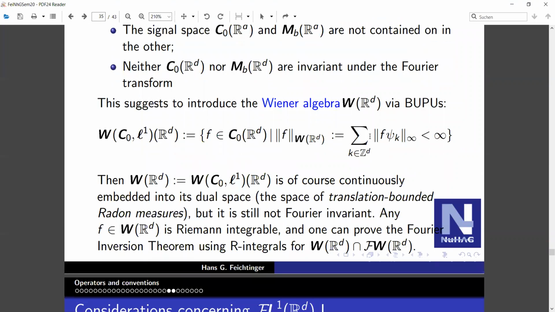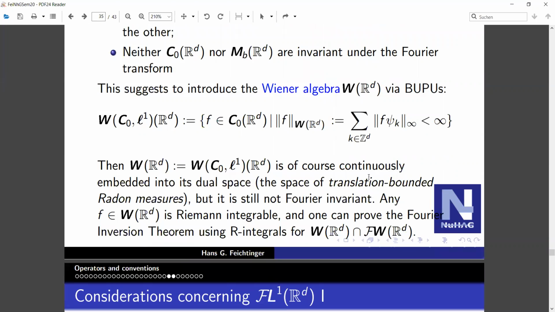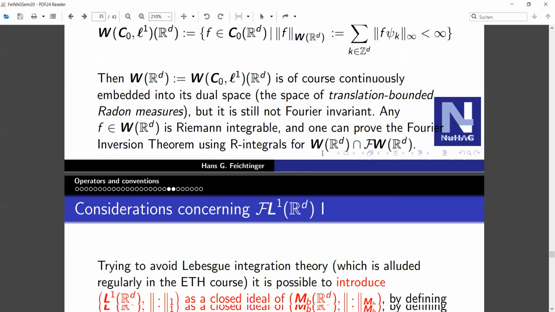But that again is not Fourier invariant. Then you can say I'm taking only those functions where the function and the Fourier transform are in the Wiener algebra. It was hard work, and the problem was solved by Victor Losert in the 80s, that this space is really slightly larger than S0, but technically it's more difficult to handle because you have two separate conditions.